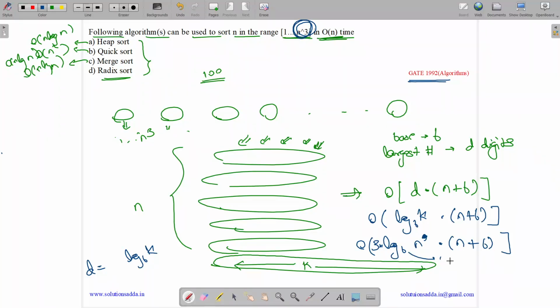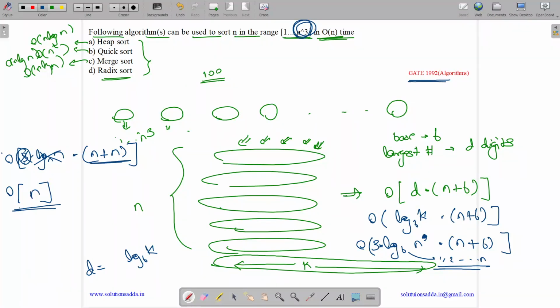So can we take b as 2? Yes, we can take it. Can we take b as n? Yes, it's our choice. We can take b as n. So we have order of 3 into log base n of n into (n plus b), where b is n. 3 is a constant, so it can be neglected. Log base n of n is 1. So we have order of n plus n, which equals order of n. So the complexity is order of n and it can be done using radix sort. So the answer is option D.